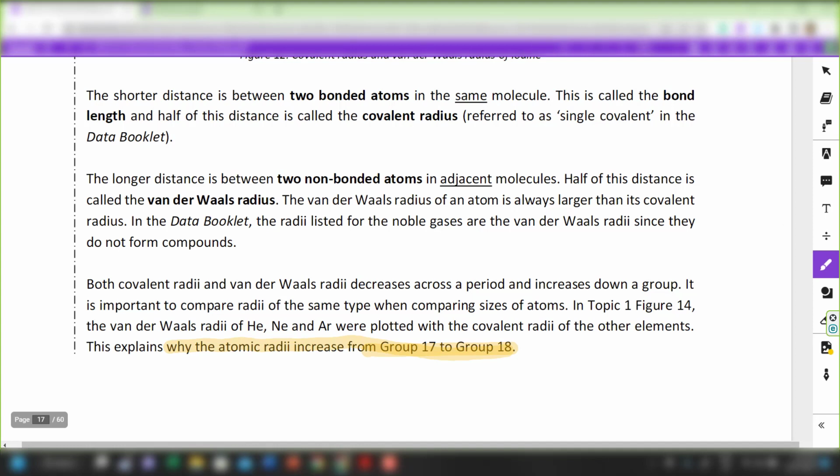So it's not fair. Okay, so you need to know the reason for the increase, and not just think that because it increased, something very unusual happens. It is not because of that, but rather we are looking at different kinds of measurements. Not single covalent radius, but van der Waals radius for the case of noble gases.